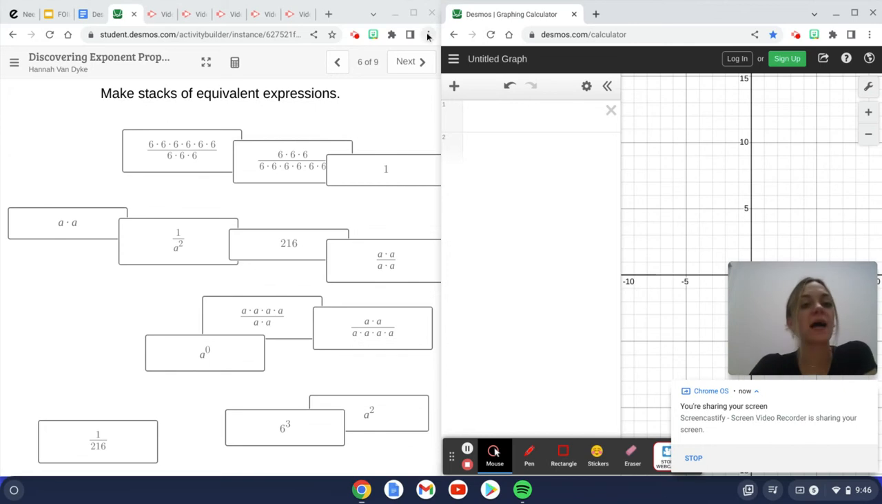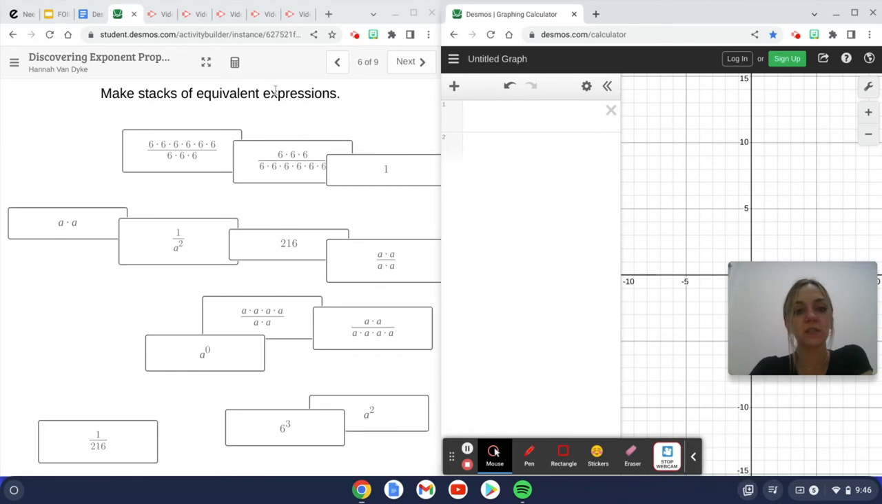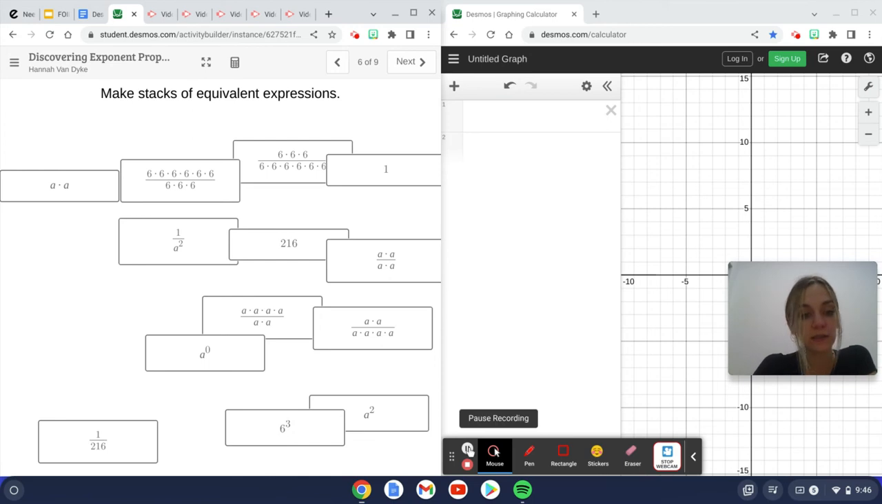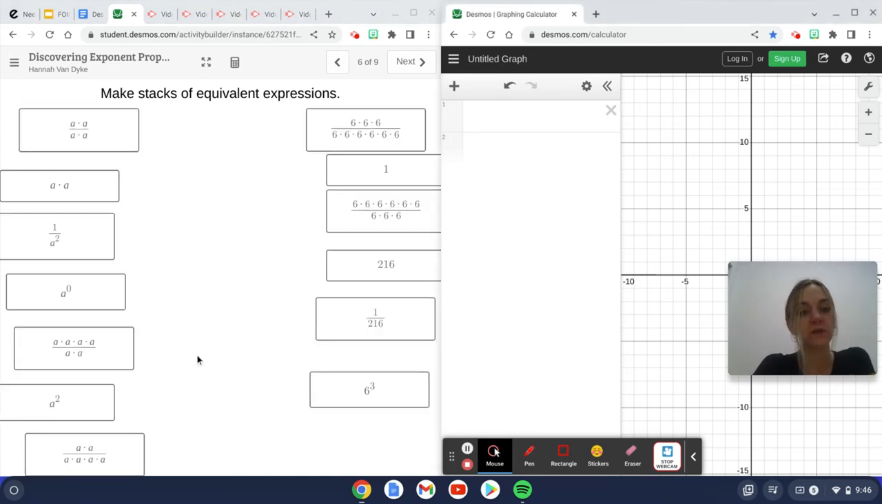This says make stacks of equivalent expressions on screen 6. So before I do anything, what I'm going to do is separate the variables and the numbers. So this is a times a, and here I have all sixes. I'm just going to separate them so it makes it a little bit easier to sort them later. So I'm going to pause the video and do that. Okay, so my variables are over here, and then my numbers are over here.